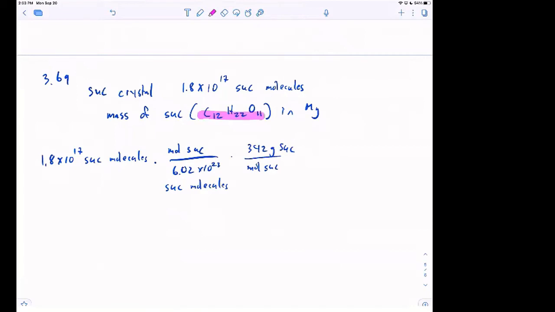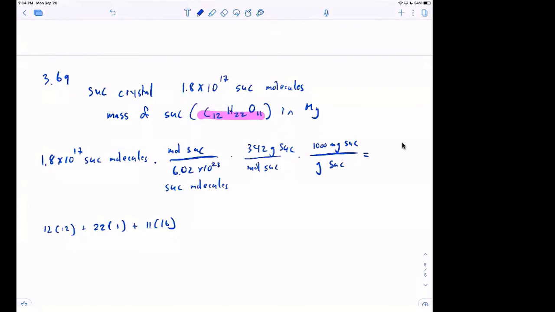What is that? 180 times 2 minus 18, 342. 342 grams of sucrose. And where am I getting that from? Looking at this, it's 12 times 12 plus 22 times 1 for hydrogen plus 11 times 16. But I know that glucose is 180 and there's 2 of those and a water pops off. So it's 2 times 180 minus 18, which is 342. And the last step is 1,000 milligrams of sucrose to a gram of sucrose. And that's dimensional analysis there.